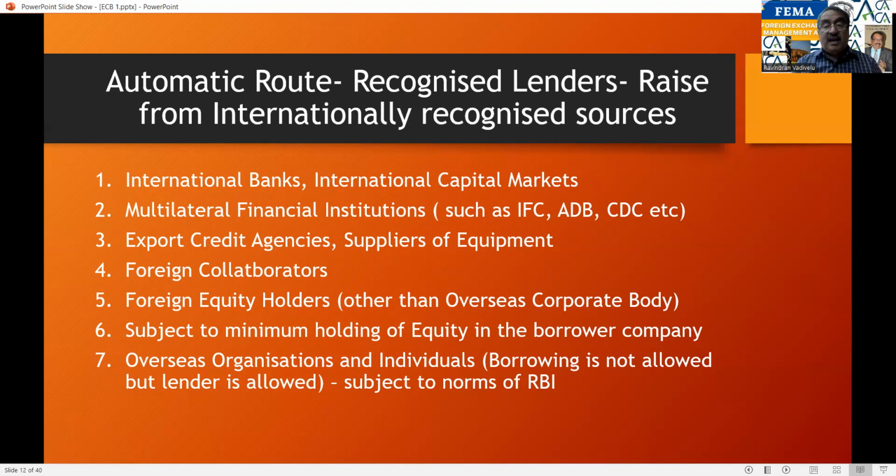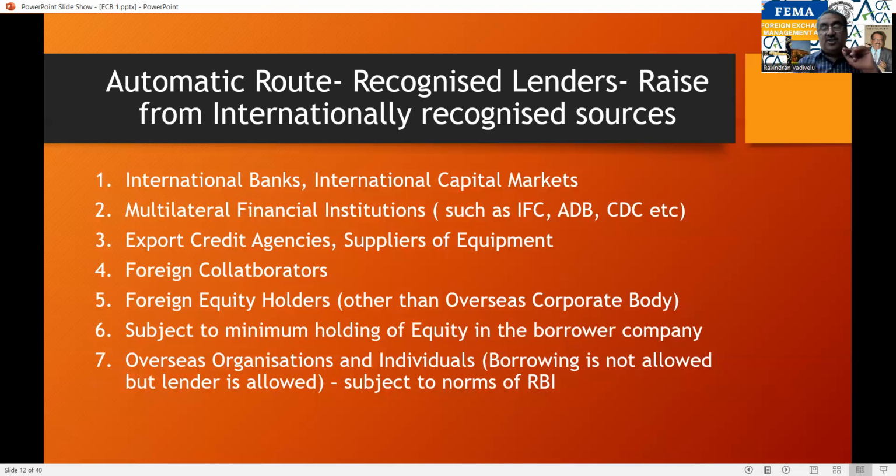International banks, international capital markets, multilateral financial institutions, which include IFC, ADB, CDC, and export credit agencies, supplier equipment, foreign collaborators, foreign equity holders other than the overseas corporate body, and everything is subject to the minimum holding of equity in the borrowing company, and overseas organizations and individuals. A borrower is not allowed, but a lender is allowed.